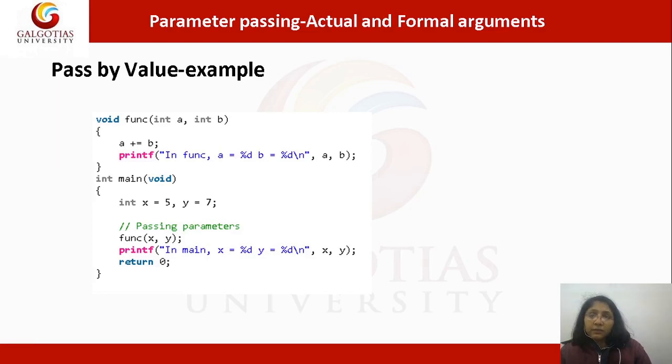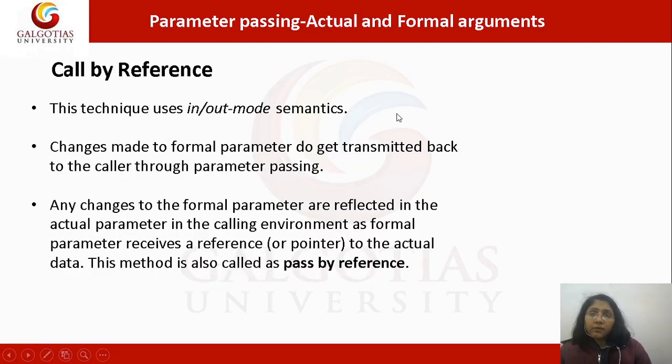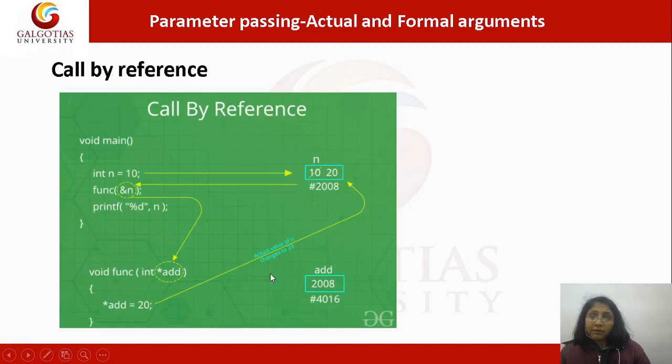That is if we call by value. But there is another way of passing parameters, called call by reference. This technique uses in-out mode. The changes made to the formal parameter do get transmitted back to the caller if we follow this technique. Any changes to the formal parameter are reflected in the actual parameter in the calling environment, as the formal parameter receives a reference to the actual data. So this method is called pass by reference.